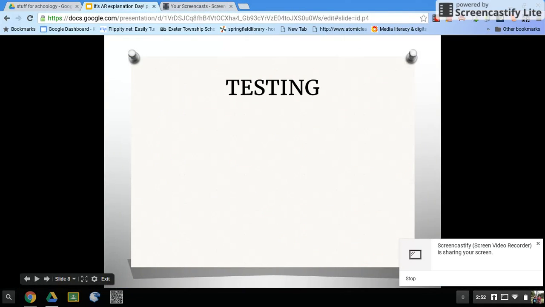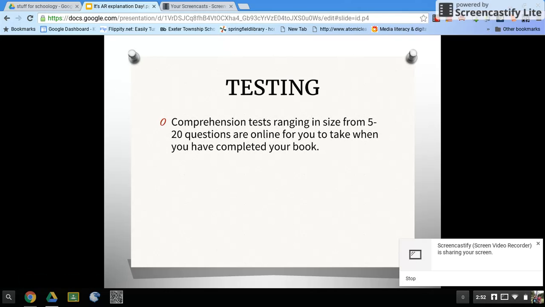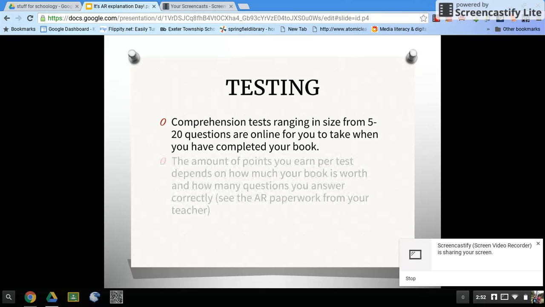Testing for AR. When you finally get to the point where you need to take an AR test, and there's a separate video teaching you how to take an AR test, it's a comprehension test. It's multiple choice. They range in size from 5 to 10 questions. So your test is either going to be a 5-question test, a 10-question test, or for our really, really lengthy books, they have to be super long for this, 20 questions. They're all online for you to take when you've completed a book.